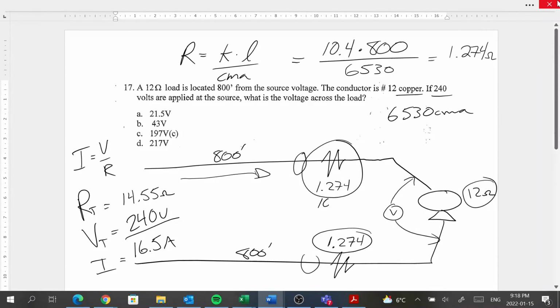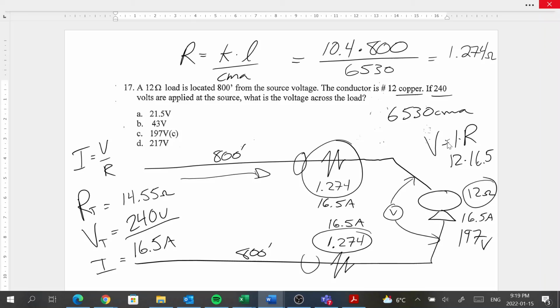That means we have 16.5 amps flowing through that resistor, 16.5 amps flowing through that resistor, and most importantly, we have 16.5 amps flowing through our load resistance. Now all we got to do, using another variation of Ohm's law, V equals IR, is multiply our 12 times 16.5, and we get a voltage drop that's equal to 197 volts. And so our answer would be C.